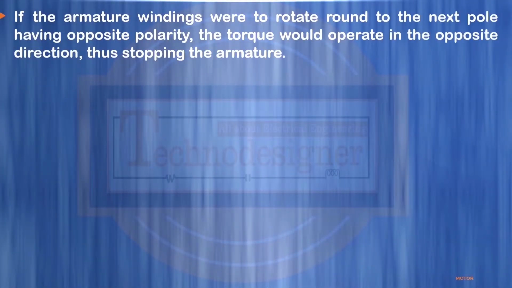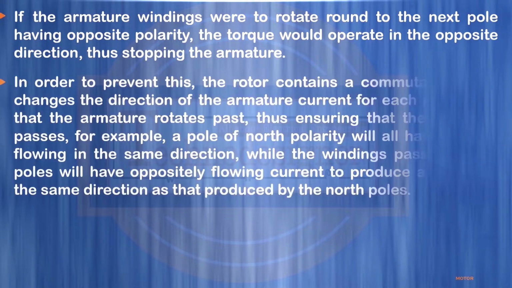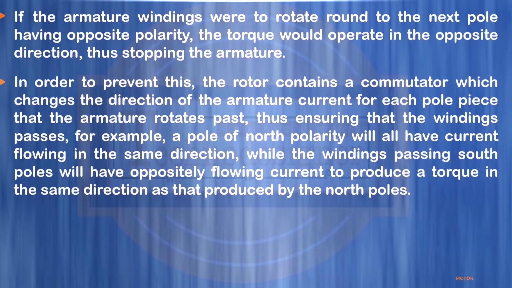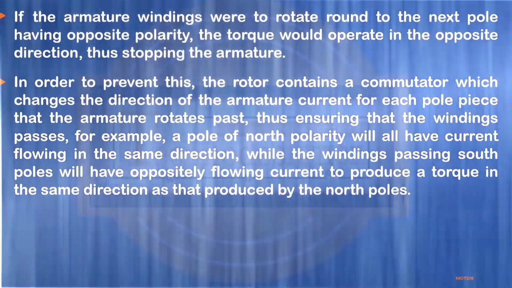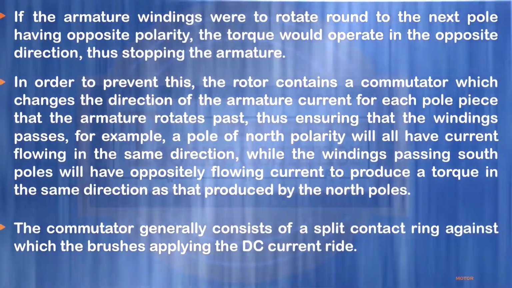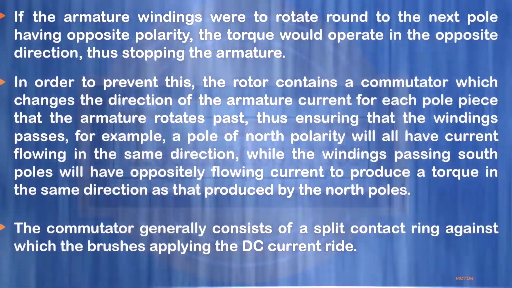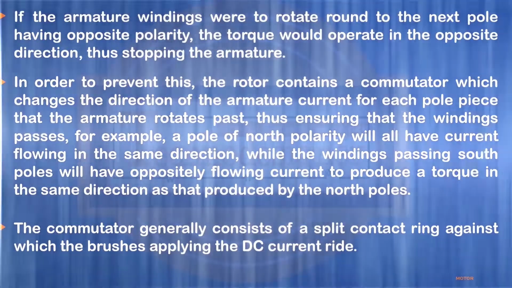If the armature windings were to rotate round the next pole having opposite polarity, the torque would operate in the opposite direction, thus stopping the armature. In order to prevent this, the rotor contains a commutator which changes the direction of the armature current for each pole piece that the armature rotates past, thus ensuring that the windings passing, for example, a pole of north polarity will all have current flowing in the same direction, while the winding passing a south pole will have oppositely flowing current to produce a torque in the same direction as that produced by the north pole.